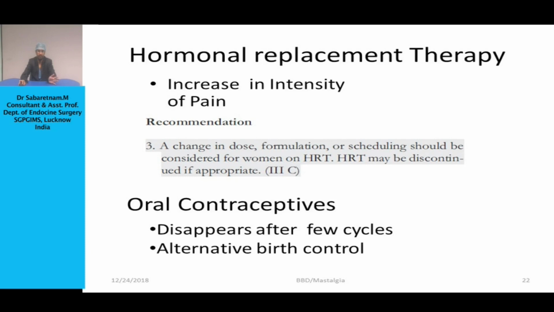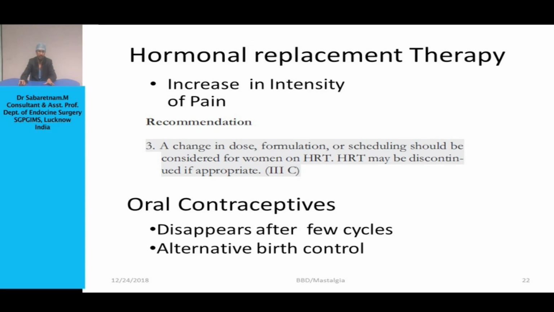theophylline intake, 80% reduction of pain is there when there is a complete stoppage of methylxanthine. But the randomized controlled trial studies do not support this. But some recent studies say that there is good efficacy if you ask the patient to abstain from coffee and tea. And hormonal replacement therapy increases the intensity of pain.